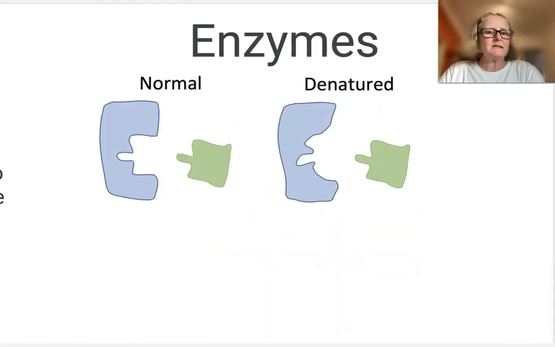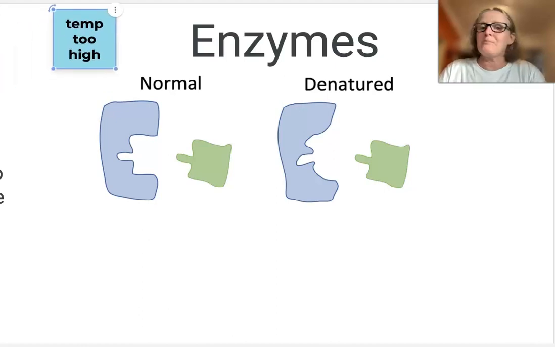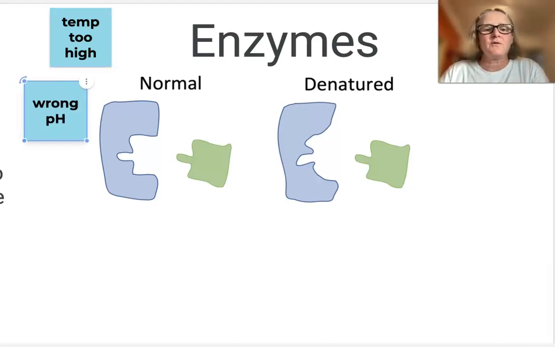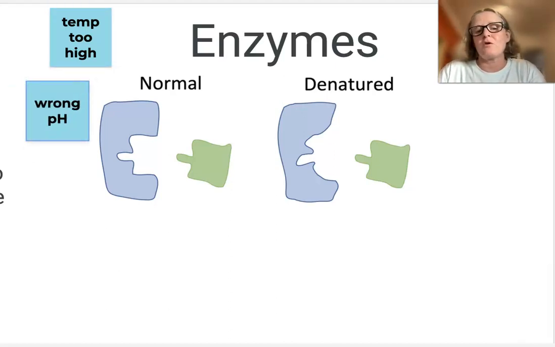But we're actually going to be considering how to slow down enzymes too. And if you take the temperature and we increase it a bit, you can make an enzyme go faster, but if you increase it too much, you can destroy enzymes. So the other way to destroy them is to give them the wrong pH. And when we talk about destroying enzymes, we talk about denaturing the active site.